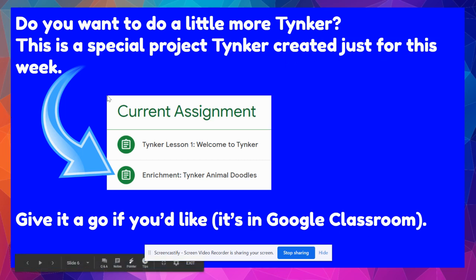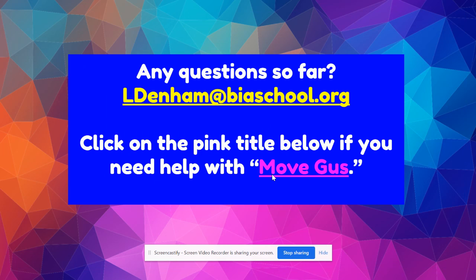It's in Google Classroom. So again, under Current Assignments, it's called Enrichment, Tinker Animal Doodles. I will not be grading this one. However, I will certainly see that you did it and would be able to talk to you about that. That's great. If you have any questions so far, make sure that you email me.